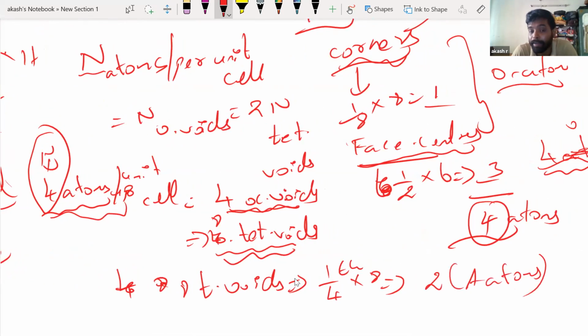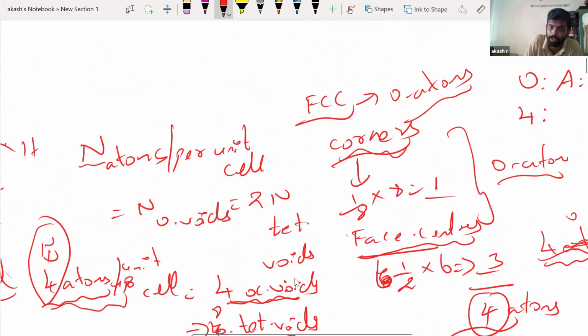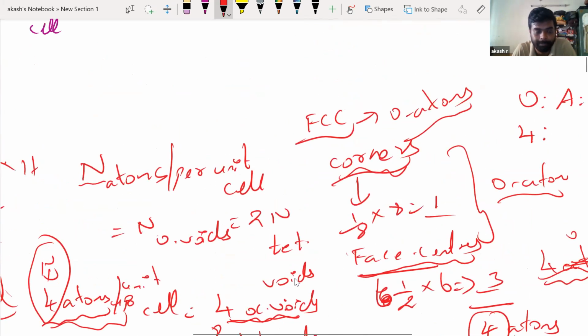That's what they're telling. I have a total of 8 tetrahedral voids in an FCC unit cell. In the question, they are telling that 1/4 of the tetrahedral voids are occupied by A atoms. So can I tell the number of A atoms in this structure is 2? Now I can fill in the ratios. I'm going to put a 2 for A.